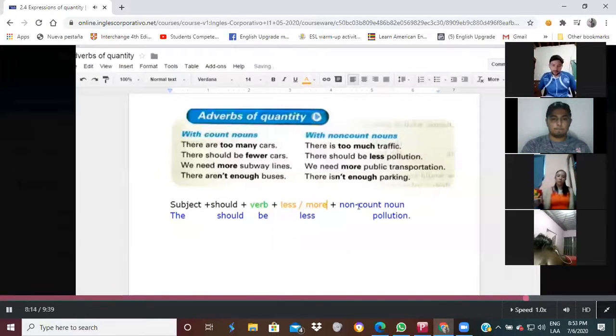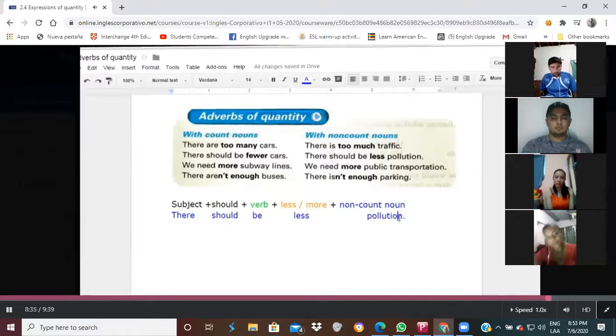Okay, because what we want to do now is we want to express an opinion. So we're going to have a subject. The subject is there. It's going to be followed by the modal verb should. And then this is going to be followed by some kind of verb. It doesn't have to be the verb to be. It can be something else. And then either less or more. And whatever non-count noun that exists.